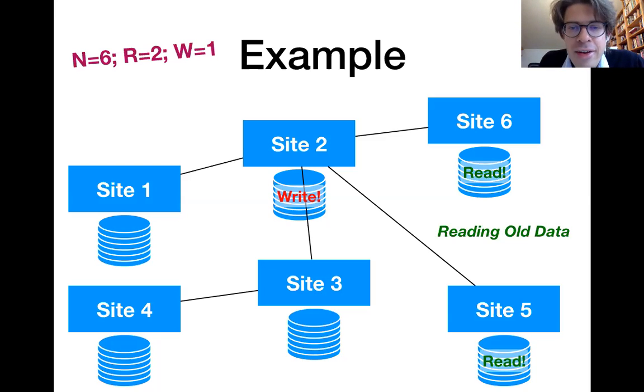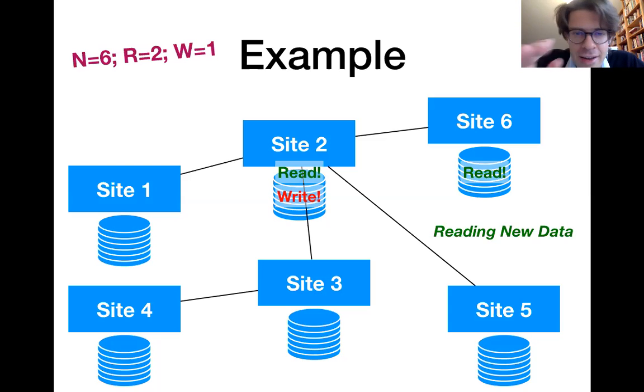On the other side, we might get lucky here and read site 6, but also site 2. And site 2 is the one that was updated. So in this case, we are lucky and receive the most up-to-date version of the object. So with the current settings for replication factor, reads and writes, in some cases we get the most recent version. In other cases, we don't get the most recent version.